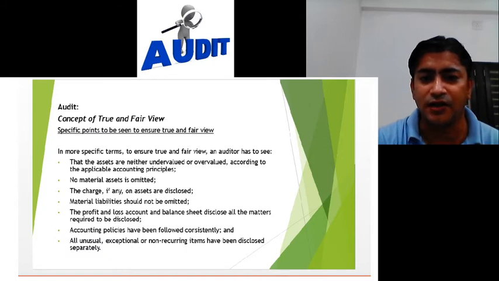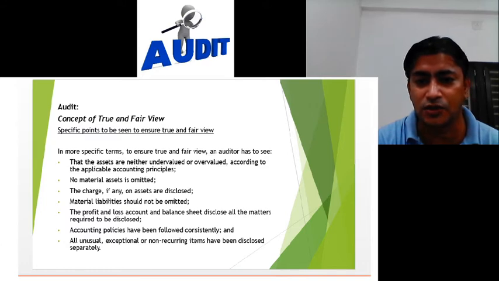So a charge, if any, should be disclosed. Say below the balance sheet we are making notes to accounts, and there, in the assets where we are writing, proper disclosure has to be there that so and so asset has been mortgaged against the loan of 5 crore with so and so bank.